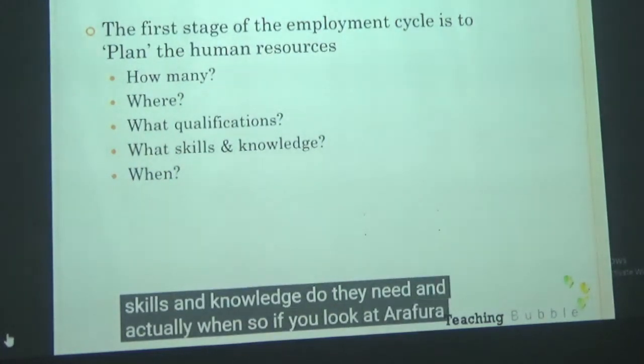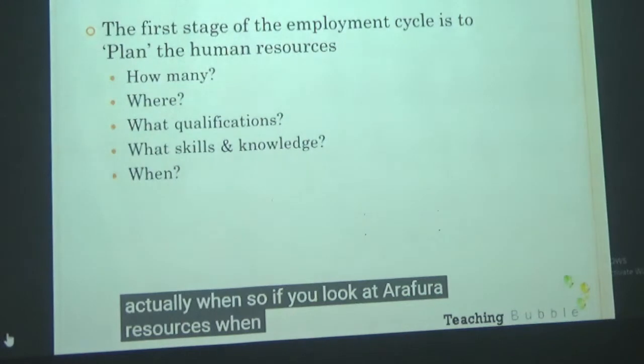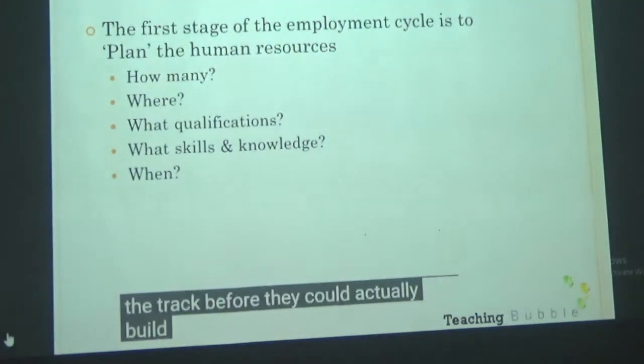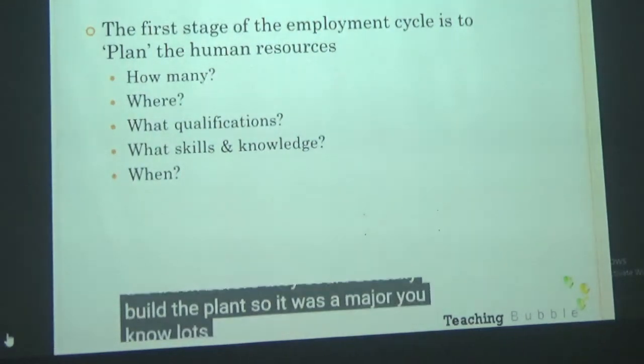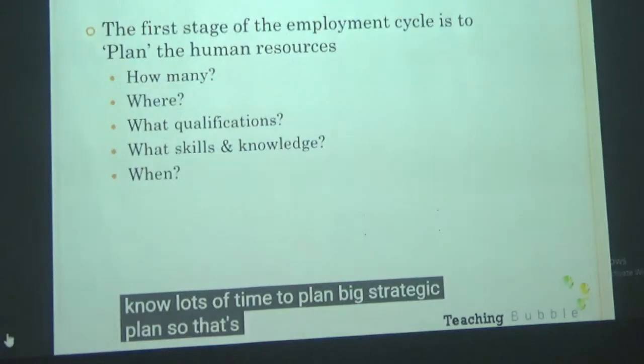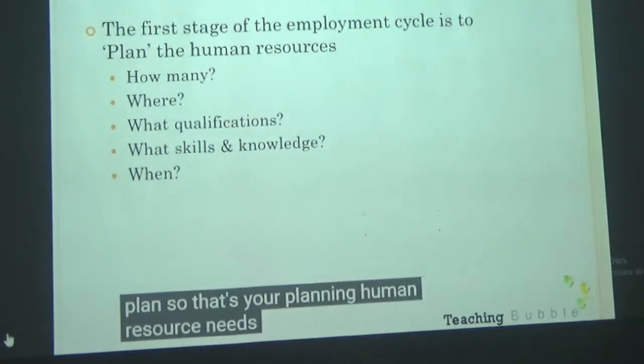So if you look at Arafura Resources, when do they actually need them? It's going to be 5 years down the track before they could actually build the plant. So it was a major, lots of time to plan, big strategic plan. So that's planning human resource needs.